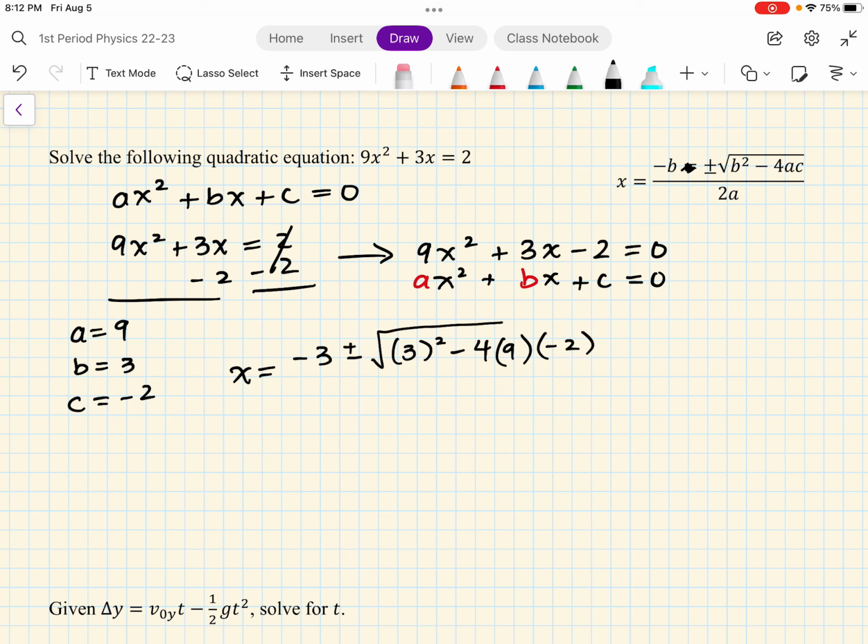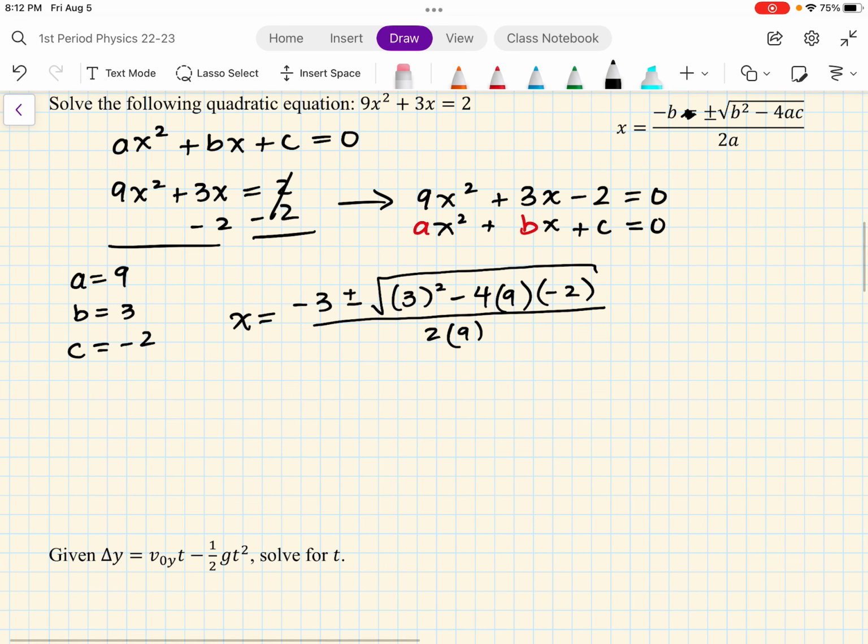And then I'll add the square root. And all that's divided by 2 times a is 9. Okay? I'm going to simplify it just real quick. I'm not going to solve it. Just want you to see how I would solve this one. So it'll be negative 3 plus or minus 3 squared is 9.